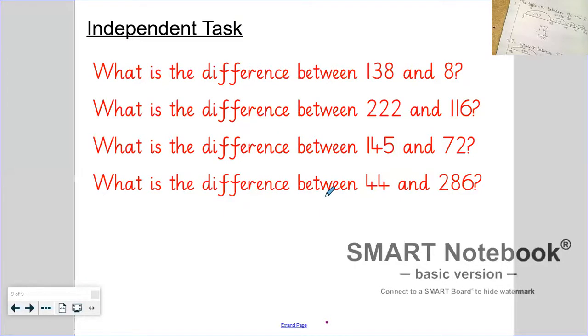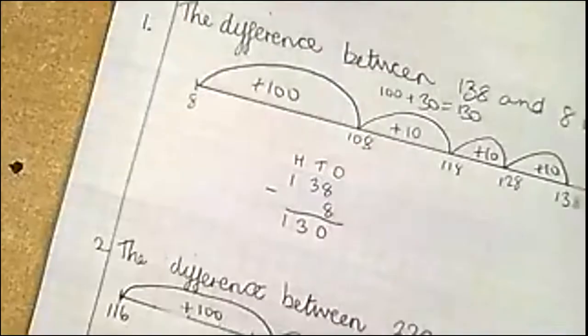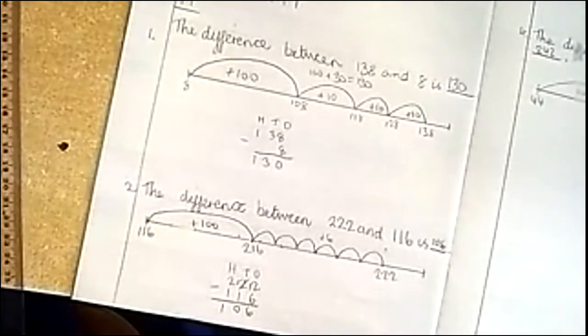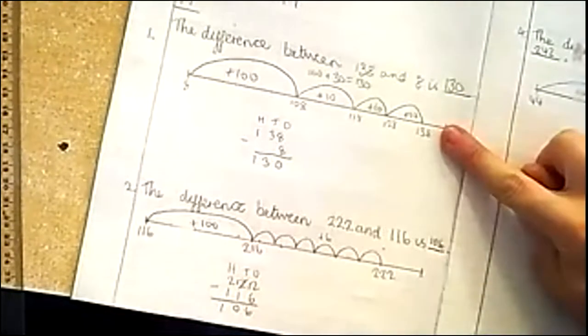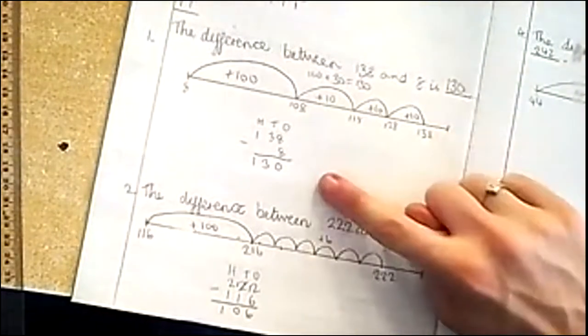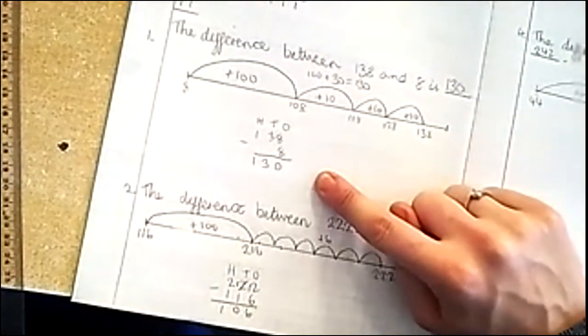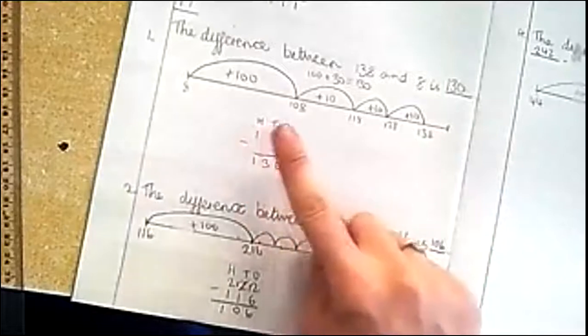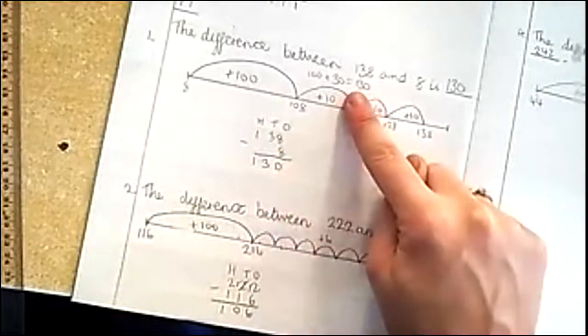Okay, guys, so you should have paused the video and you should now have completed it. So I'm going to stop sharing my screen. I'm going to show you my answers. So here's the answers to 1 and 2. You need to look really carefully, please, guys. So the difference between 138 and 8 is 130. But you should have shown it on your number line and you should have shown it using your subtraction. And you can see it gives you the same answer.